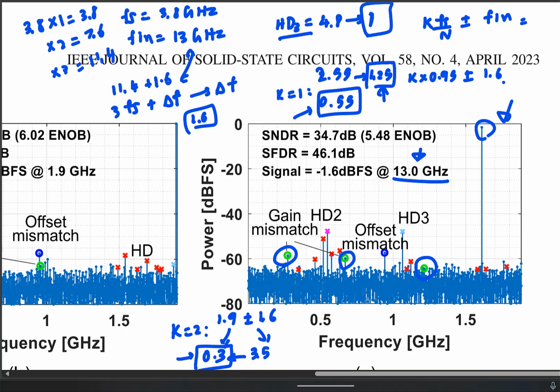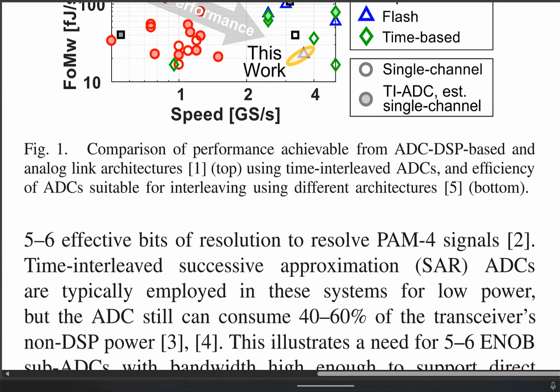Cool. And here, the ENOB is 5.48, but n here is the number of channels that are interleaved, right? They are interleaving 4 channels to get so much speed, 3.8 gigahertz, and so much ENOB. That's all.